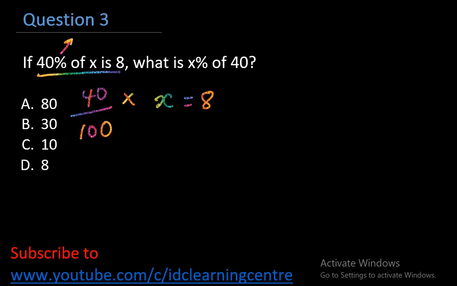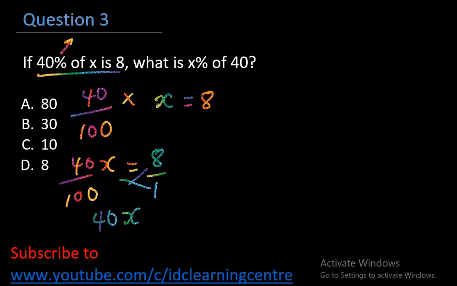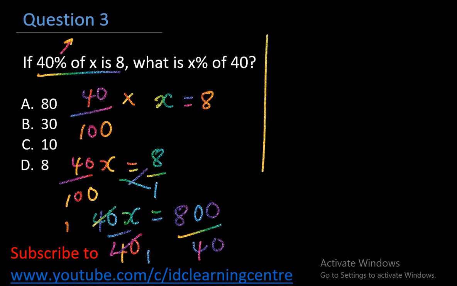So 40 over 100 times x will give me 40x over 100 equal to 8 over 1. Cross multiply. 40x times 1 will give me 40x equal to 8 times 100, which is 800. To get the value of x, you divide both sides by 40. The value of x will be 800 divided by 40. 0 cancels 0. 80 divided by 40 is 20.